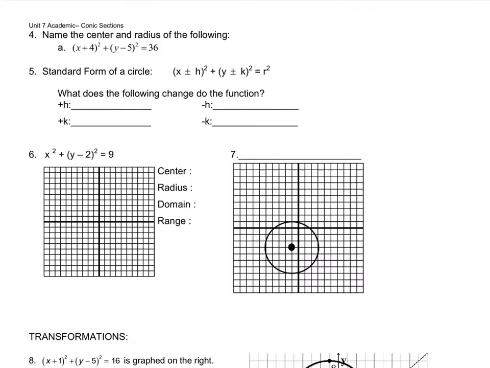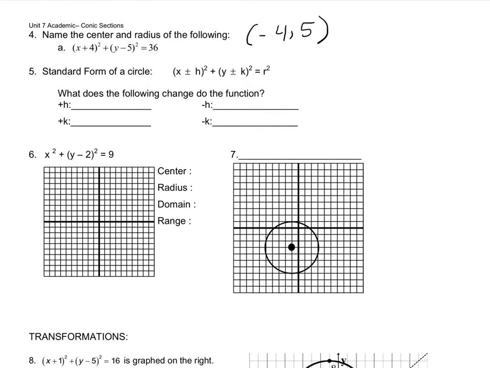Now let's move on to the next one. They would give you a standard form like that. So again, this is called the standard form, and they will ask you to find the center and radius without having the graph. So the center is going to be the opposite, so it's going to be -4 and 5, whereas the radius is going to be the square root of 36.